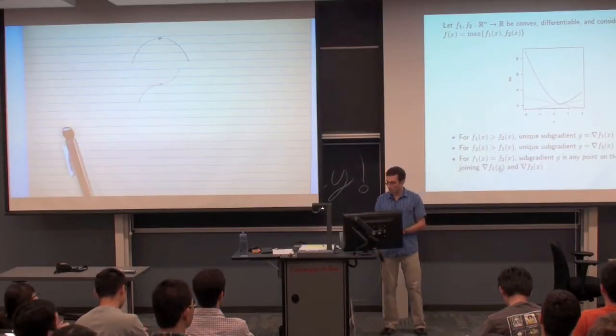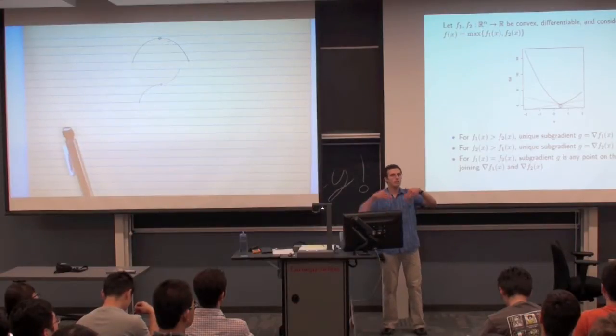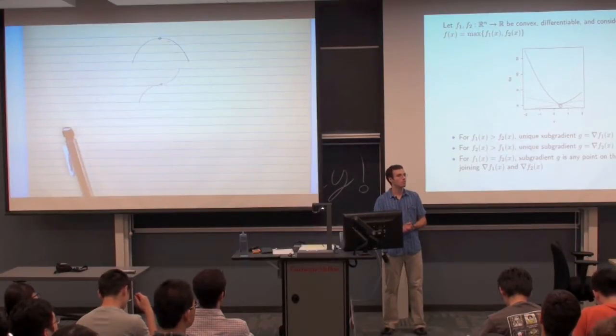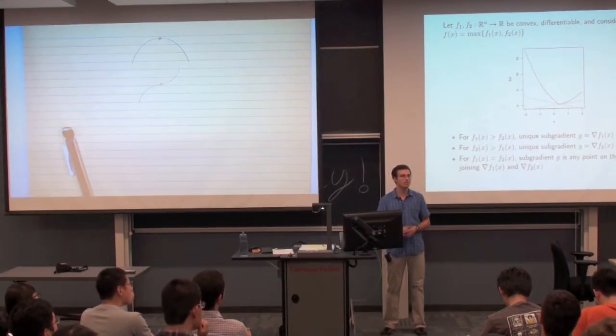So here's what it looks like in 1D. In this region, I can take the slope, and that's the unique subgradient, and same here. Here, it's anything between the limiting left and right slopes. It's anything in that interval, because anything there is going to underestimate the function.